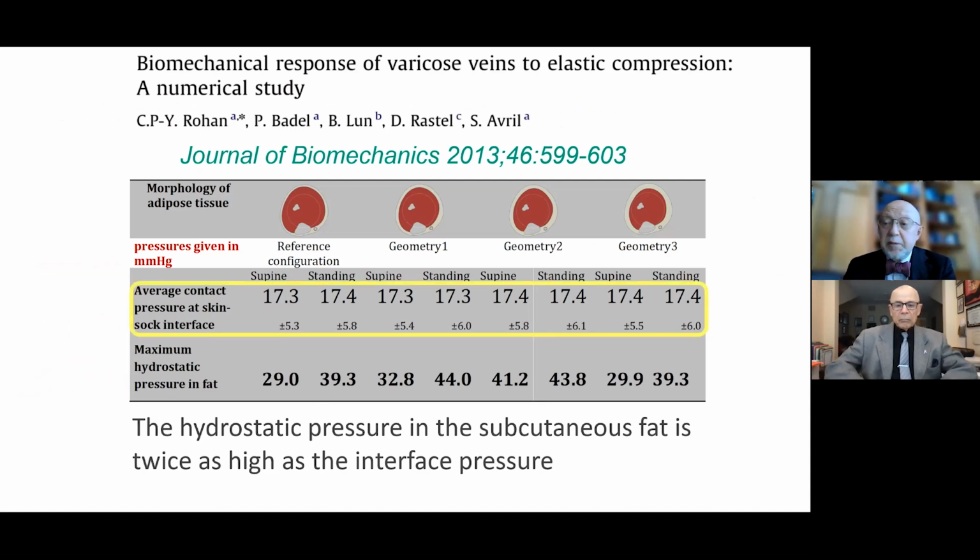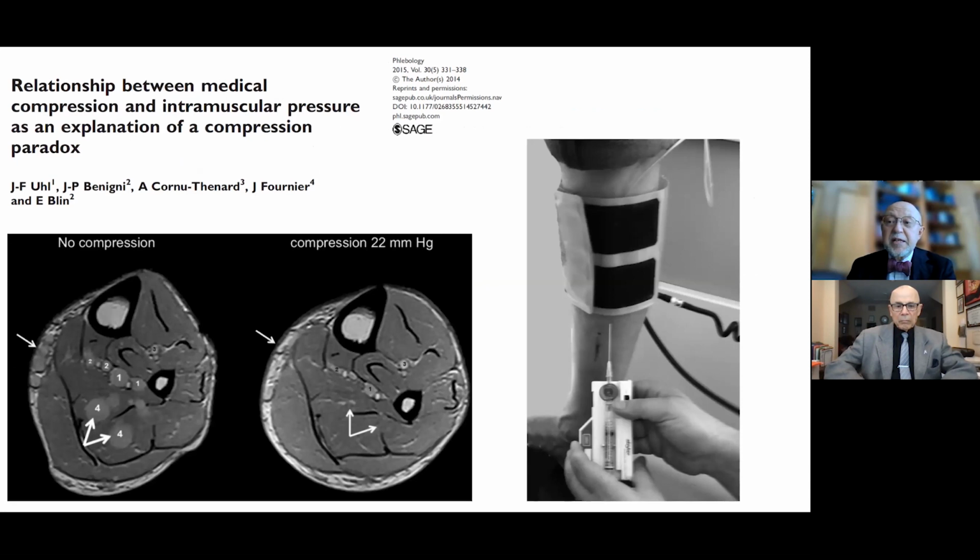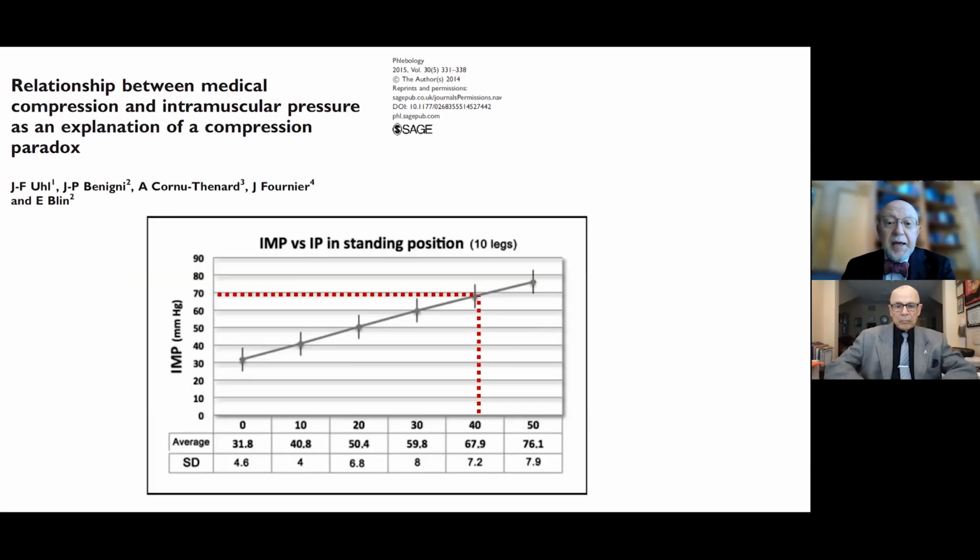If 18 millimeters mercury pressure is applied to the skin, the pressure in subcutaneous tissue is somewhere between 30 and 40 millimeters mercury. The pressure in the muscular compartment is even higher, and a 40 millimeters mercury bandage produces 70 millimeters mercury inside the muscular compartment.